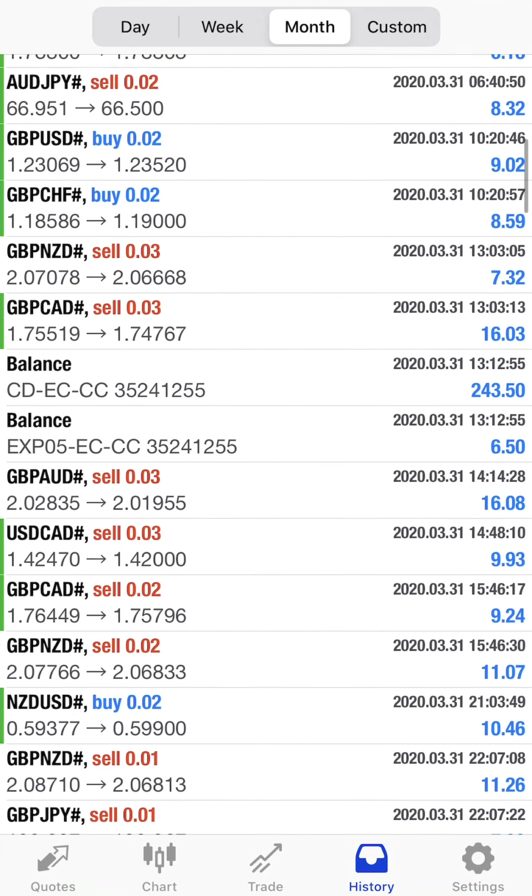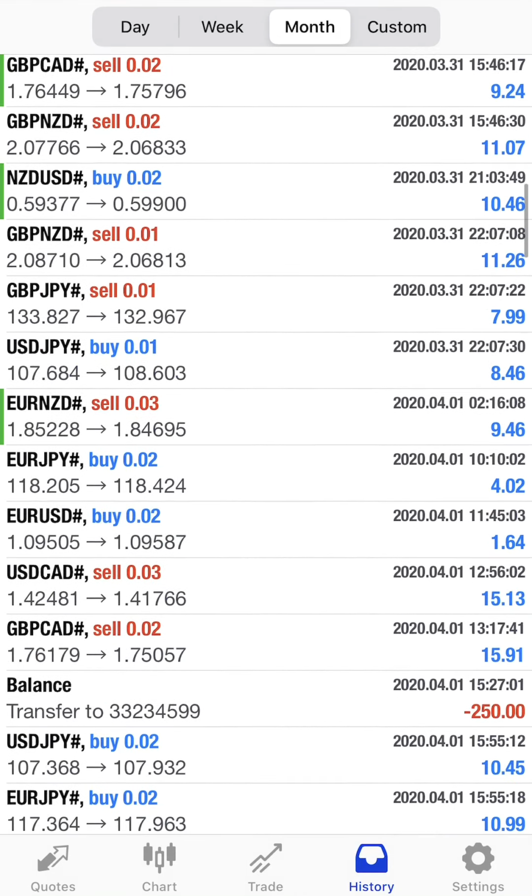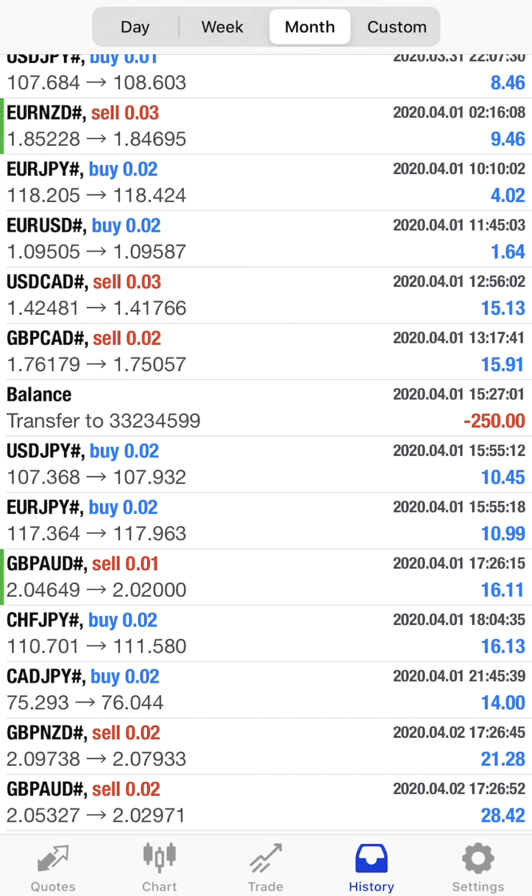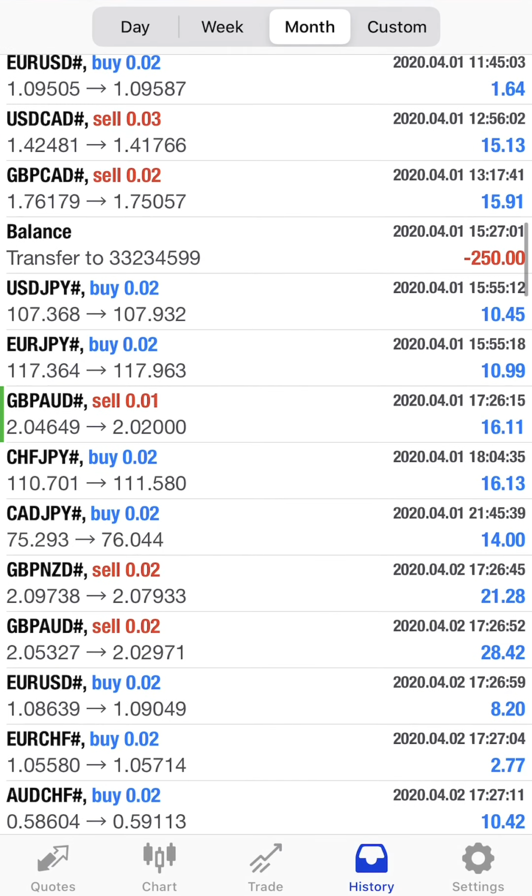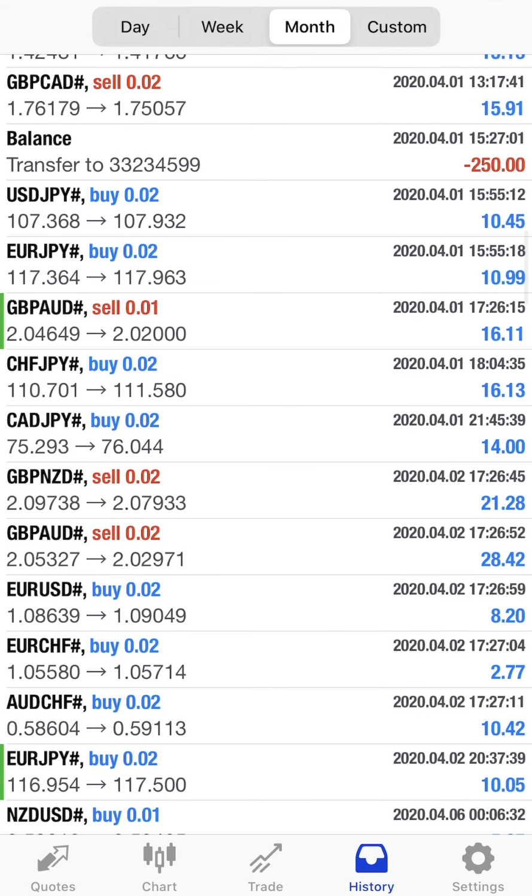So on 1st of April he made a withdrawal of $250, and after that his account balance was only left $750. The reason why he made a withdrawal is because he needed money as a backup for the account, and I started trading on that account. As you can see, the lot sizes are 0.02, and that's the key thing.